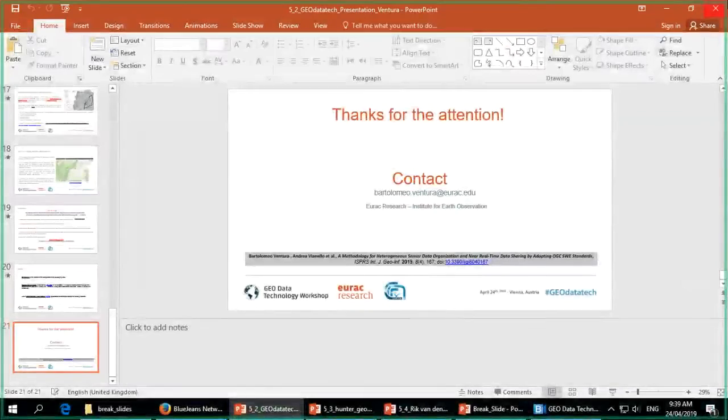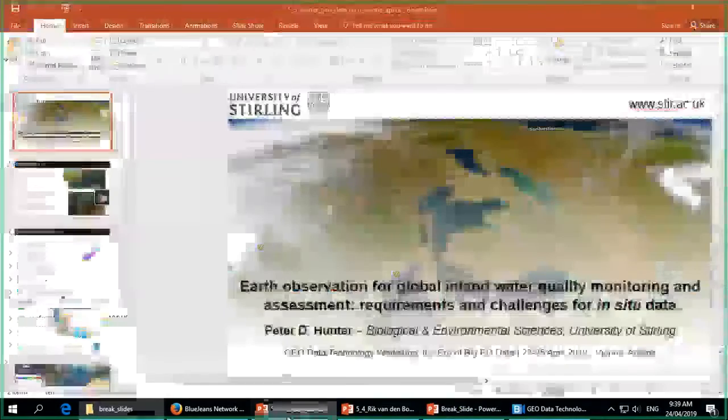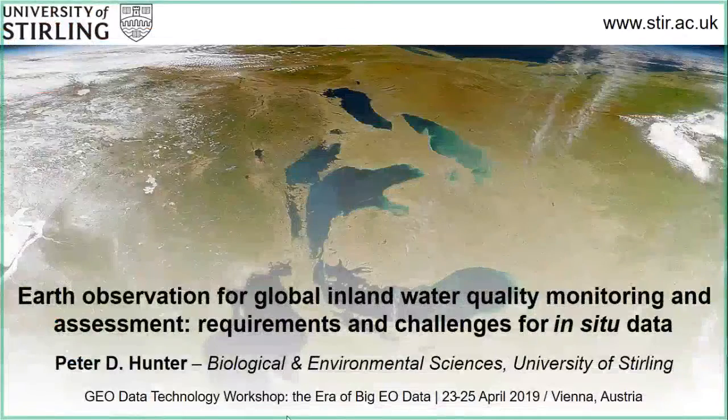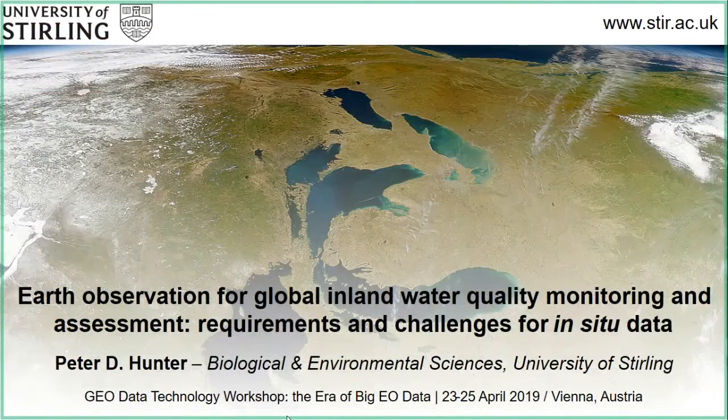Next up, we have Peter Hunter from the University of Stirling, who's a senior lecturer at the university. He specializes in the development, validation, and application of remote sensing methods for monitoring and assessment of inland, transitional, and coastal waters. So transitional, just for those of you who don't know the parlance, means going from, say, open ocean to the coastal zone, where there are estuaries, for example, where there's a transition in several parameters.